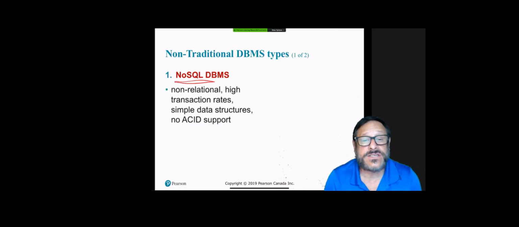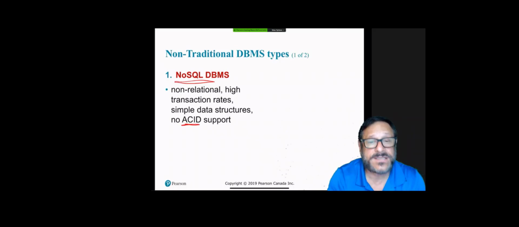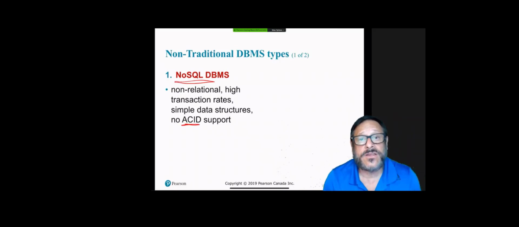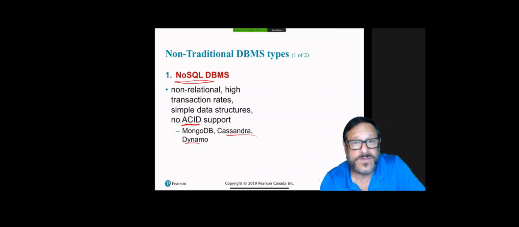It's non-relational, it has a high transaction rate, and it has simple data structure. And it has no ACID support. It is not supporting the type of transaction that goes behind a relational database. Looking at this, MongoDB, Cassandra, Dynamo, these are examples of non-SQL databases that are out there.